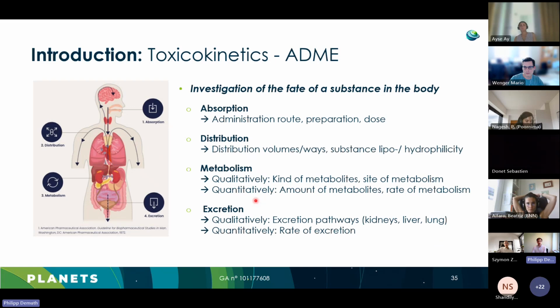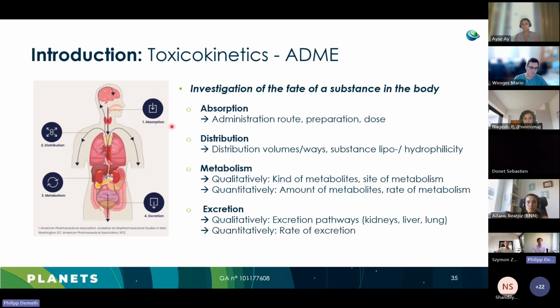To better understand this, we need to address certain aspects of toxicokinetics. Those are in general subdivided into the so-called ADME. This abbreviation stands for absorption, distribution, metabolism, and excretion. And I would like to quickly guide you through these different steps.